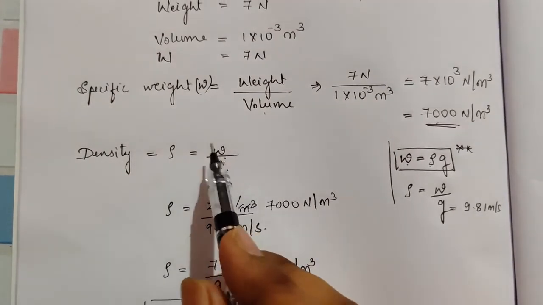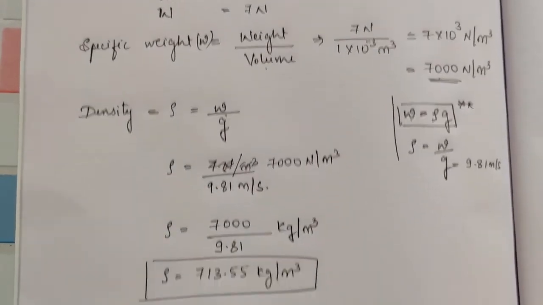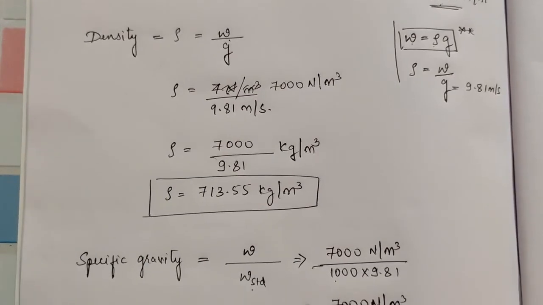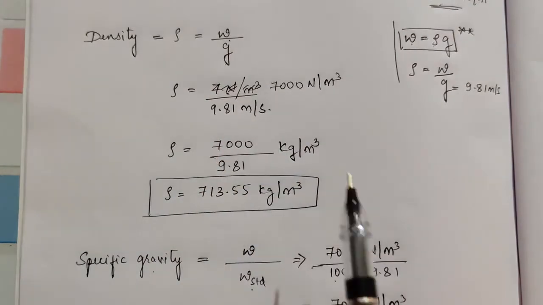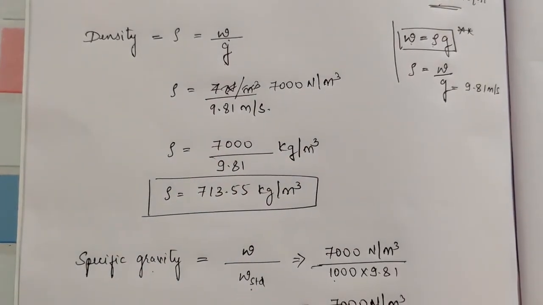So specific weight and gravity are different, and specific gravity is different from acceleration due to gravity. They are both different.